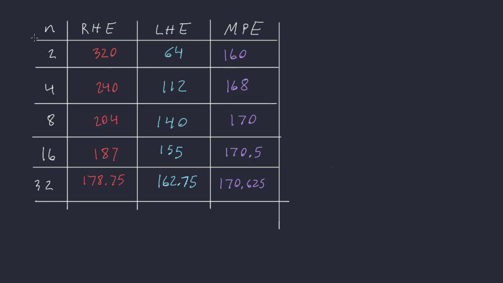As you can see, at 2 subintervals, the right-handed estimate starts really high at 320, but then starts decreasing down to about 178. While the left-handed estimate starts much lower at 64, but starts increasing up to 162.75 at 32 subintervals. And then the midpoint estimate starts at 160, stays pretty much between them, and is also moving towards about 170.625.